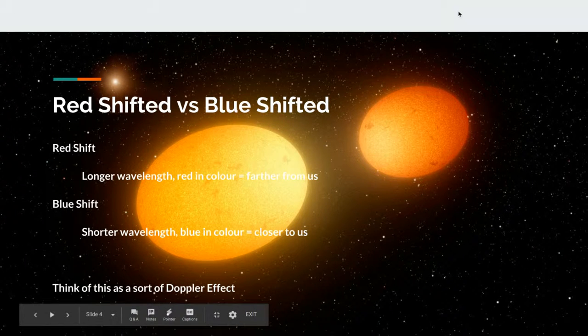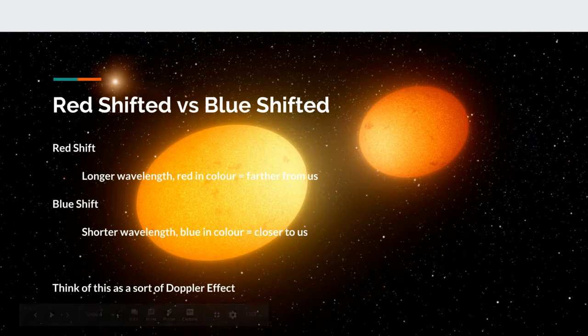And I'm going to discuss red shifted versus blue shifted now. As I said, the red shift is a longer wavelength. I know in another video I spoke about wavelengths. The longer the wavelength, the more space there is between the ups and downs of that wave, so that's farther from us. And a blue shift is a shorter wavelength, such as a short wavelength would have waves more squished together. It's blue in color, or closer to blue at least, and it's closer to us.